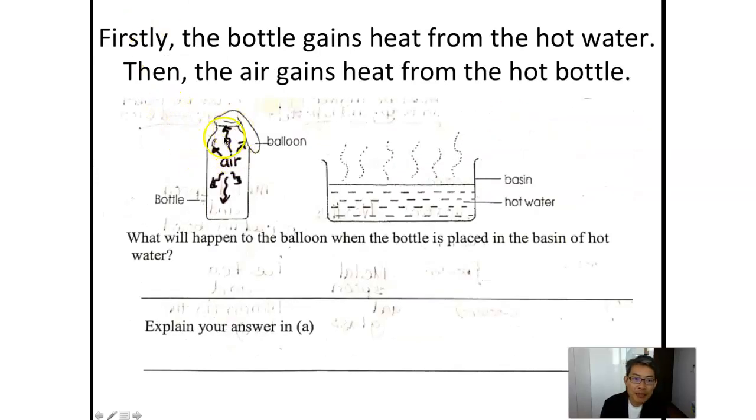So firstly, what expands? Well, there's air inside, you must know. And when the bottle is placed inside this, the bottle gains heat from the hot water. The heat from the hot water will be conducted to the bottle, and then the bottle becomes hot. Next, the air in the bottle will gain heat from the hot bottle. So what will happen to the balloon when the bottle is placed?